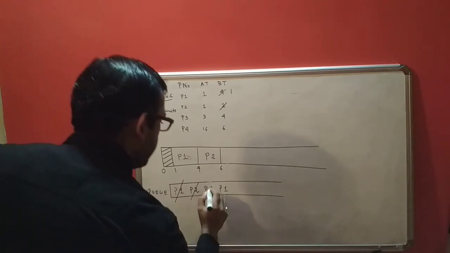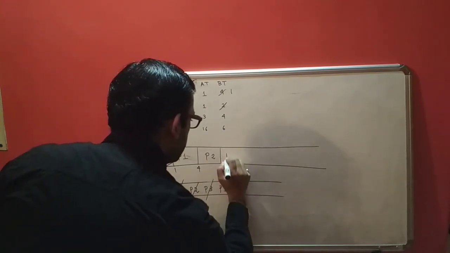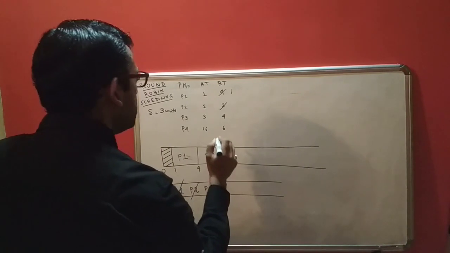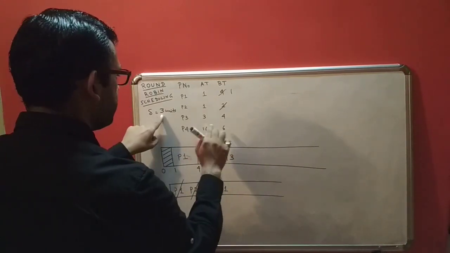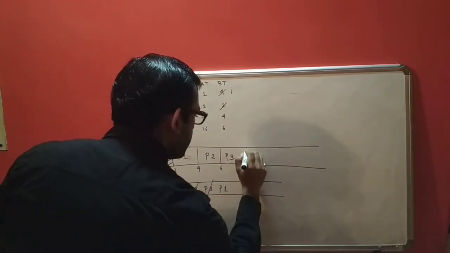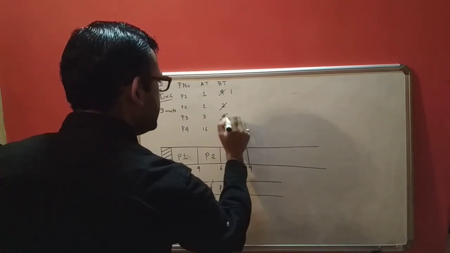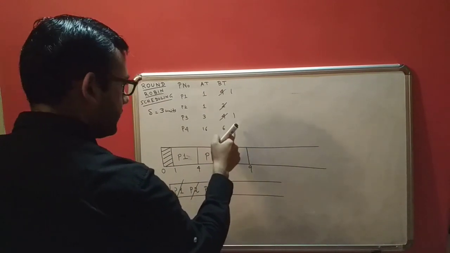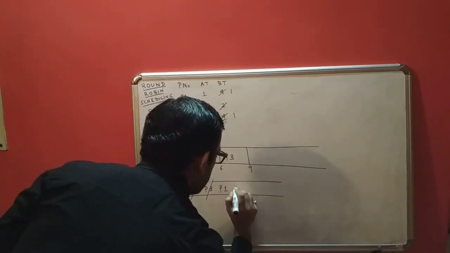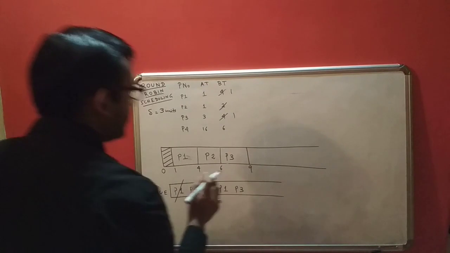So now we have P3. P3 will be given control of the CPU. For how long? For 3 units, because out of 3 and 4, 3 is the minimum. So it is allocated 3 units of time. And since it has 1 unit of time still left for execution, it will be enqueued once again.